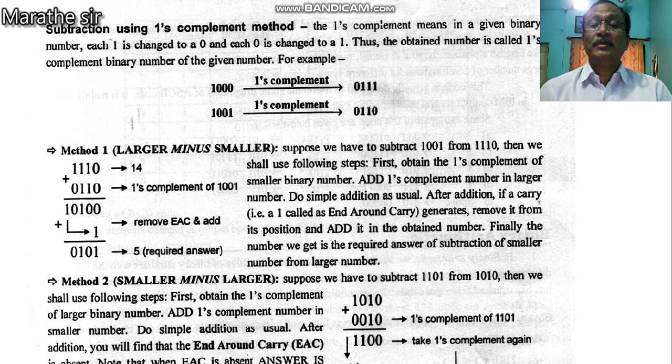The ones complement means in a given number, replace each 0 by 1 and each 1 by 0. Thus we get the ones complement of the binary number. In that method, first we are going to consider larger minus smaller.